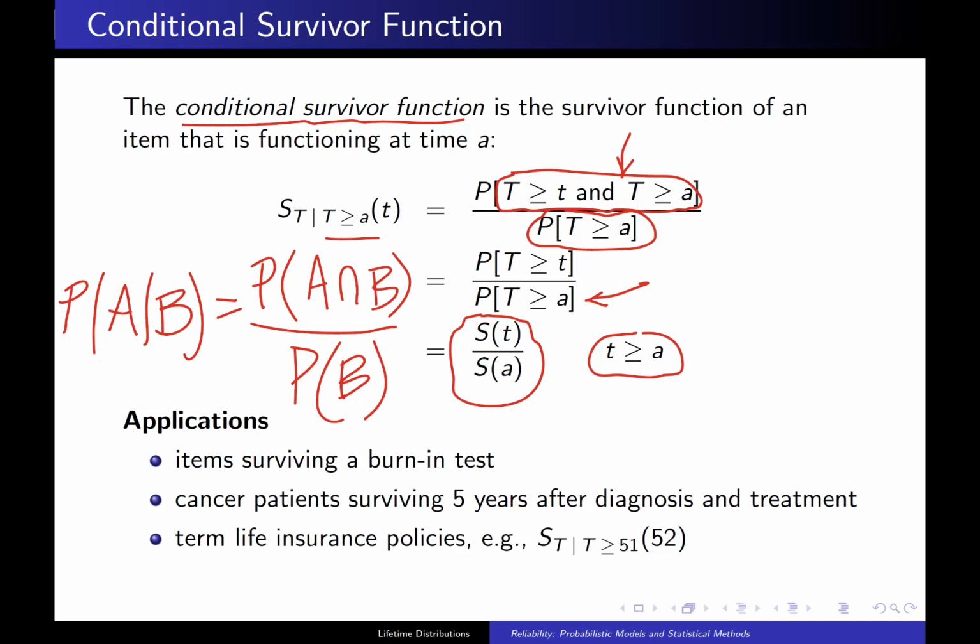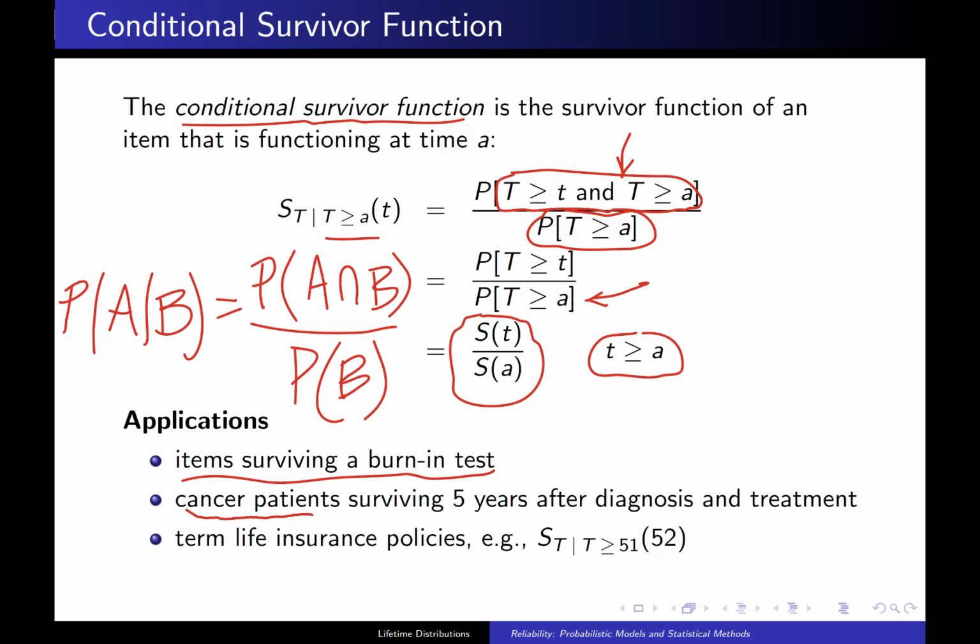A couple of applications. Items surviving a burn-in test. So if you take automobile engines and let's say you run them before you place them into an automobile, let's say you run them for 10 hours and that's a burn-in test. Well, after that burn-in test is complete, if the engine passes the burn-in test and is put into an automobile, it has a conditional survivor function going forward because it's no longer a brand new engine. It has been used for 10 hours.